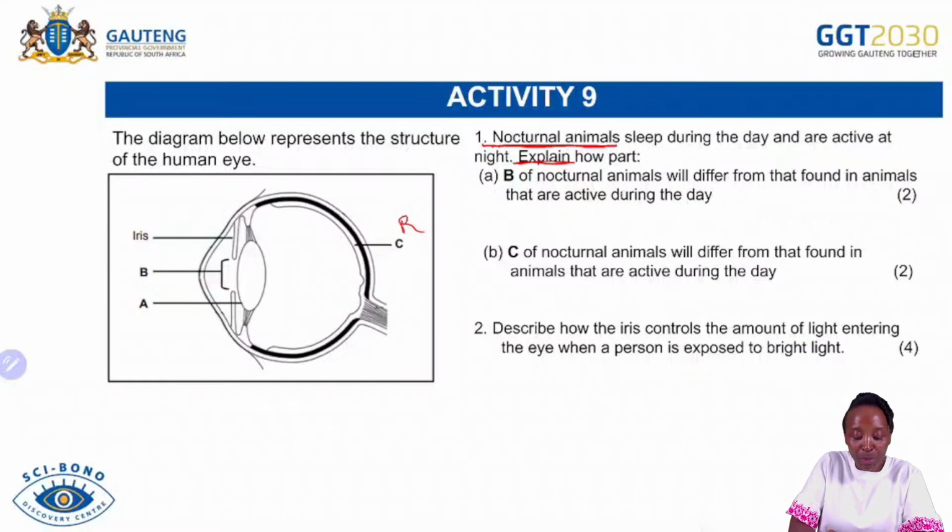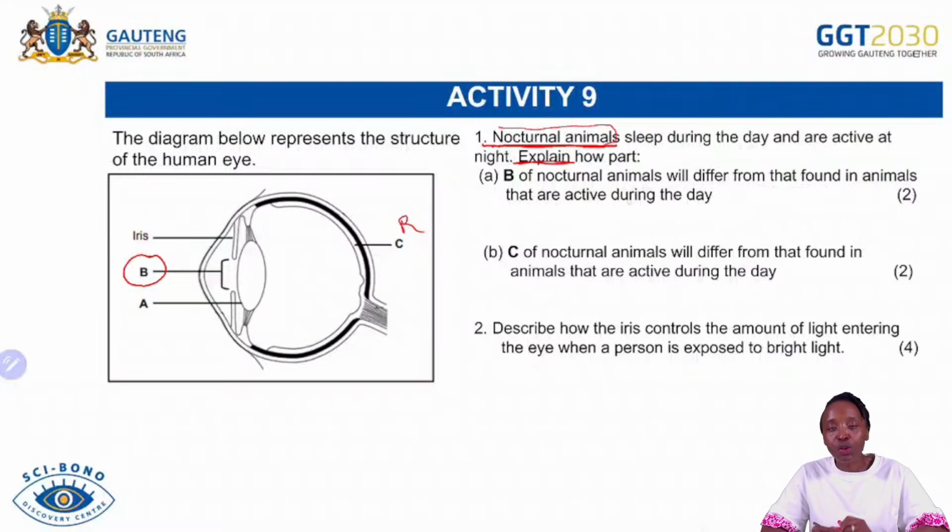So here they say, explain how part B, what is part B? It's the pupil. How part B of these animals that are active at night will differ from the ones found in the animals that are active during the day. So you know, from the pupillary mechanism, that in dim light, your pupils are dilated. They are dilated so that more light can do what? Can enter the eye.